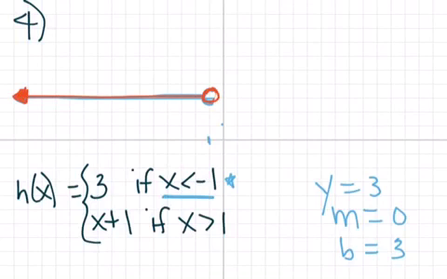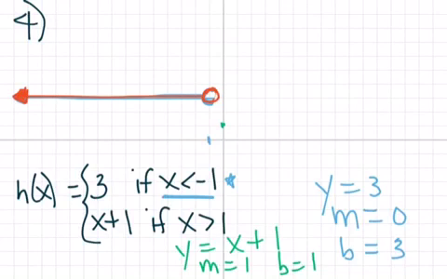Okay, then the second part is y equals x plus 1. Because the coefficient of x is 1, that makes the slope 1, and the y-intercept is 1. So you would go up to the y-axis, have a point on 1. A slope of 1 means to go up 1, right 1, up 1, right 1, up 1, right 1, and then here's our line.